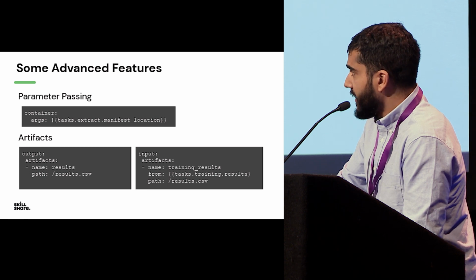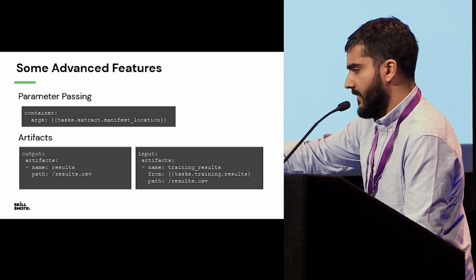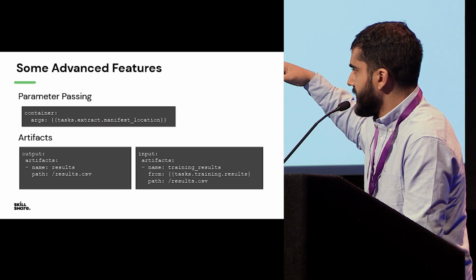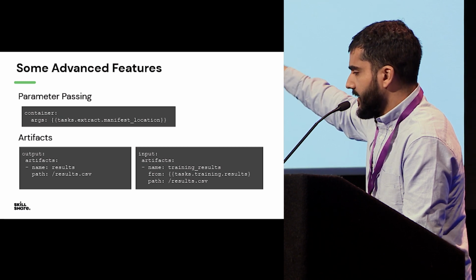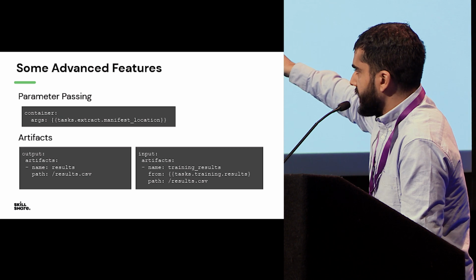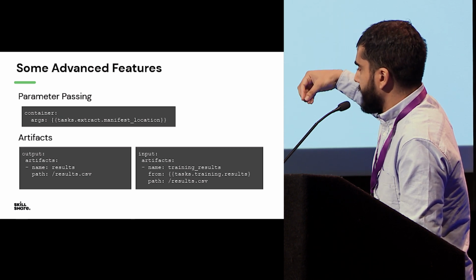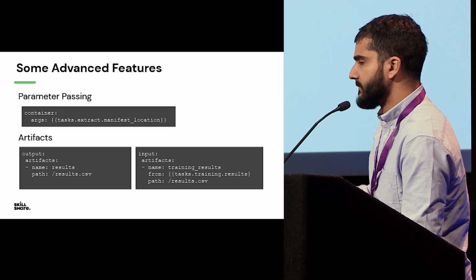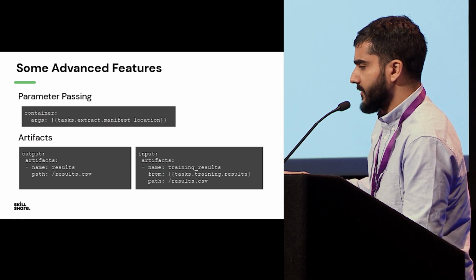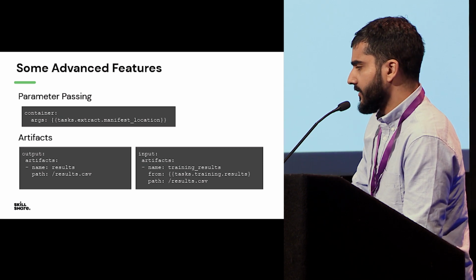There's artifacts. So you can output an artifact from one step. And so this path here is like the place in the container after it finishes running where you want to pull the artifact from, and then you can reference that as an input to another task. Under the hood, you can hook it up to an artifact store, so either Minio or S3, and it just seamlessly handles that. So that's really nice.